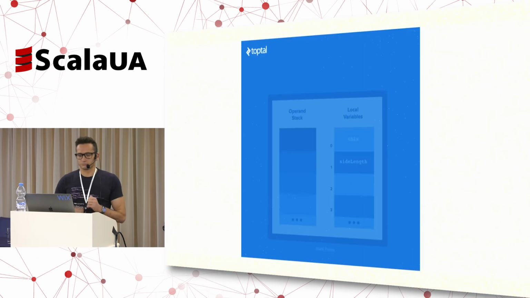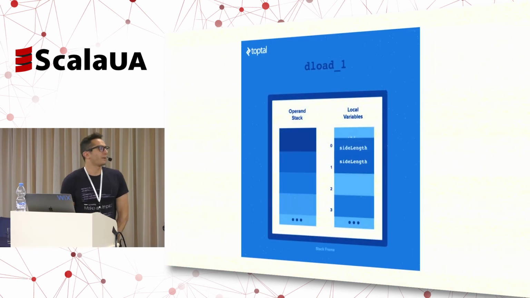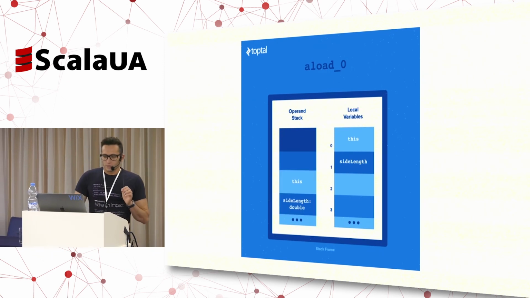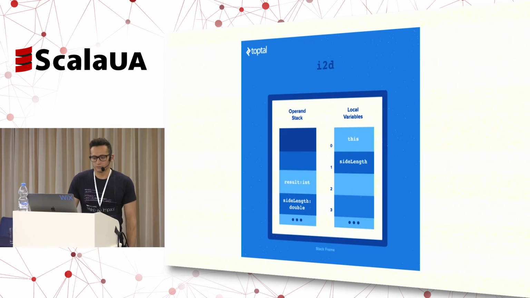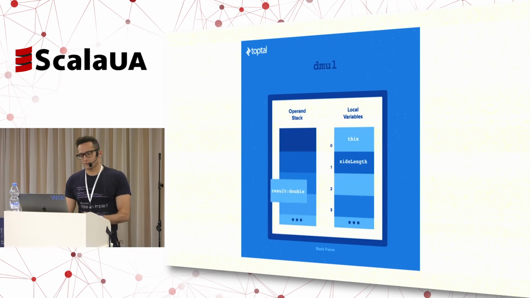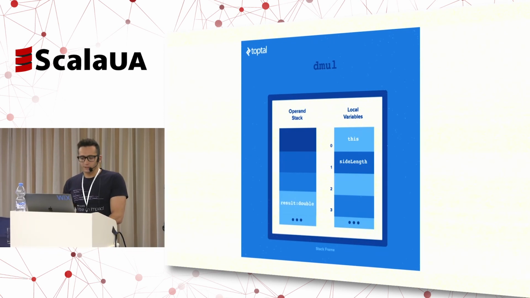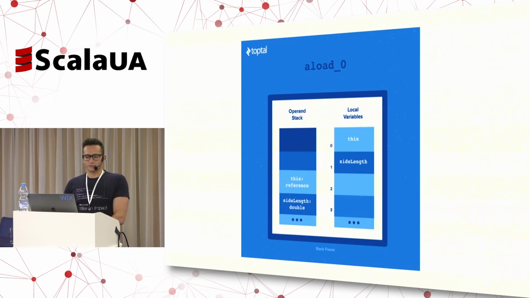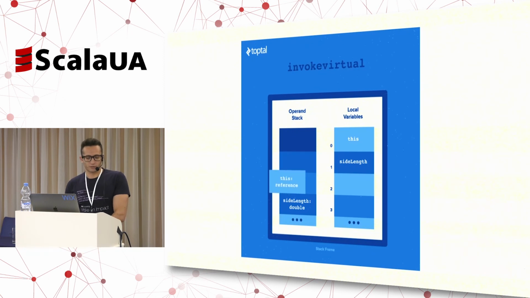Let's see a demo, a more graphic run, of what happens when we try to run just the first line that you saw that does the double multiplication. We see it's going to use 4 or 5 instructions: dload, aload, invokevirtual, i2d, and dmul. I'm shortly going to explain what each instruction does. So dload pushes the object reference from slot 1 of the local variable table onto the operand stack. Aload 0 pushes the object reference at slot 0 of the local variable table onto the operand stack.